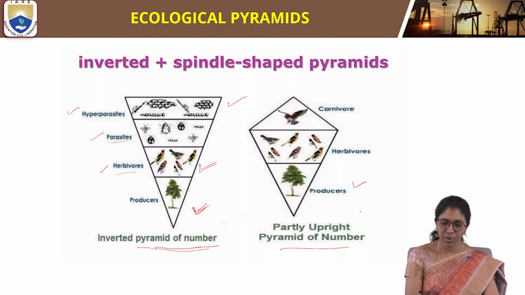If we see this partly upright pyramid of number, at the bottom producers are present, second herbivores, next carnivores.